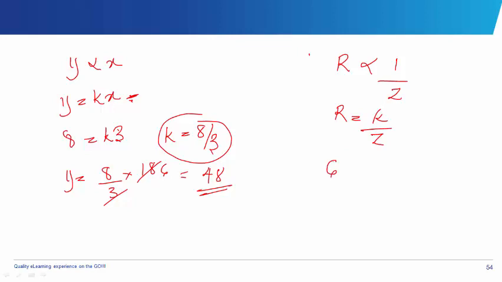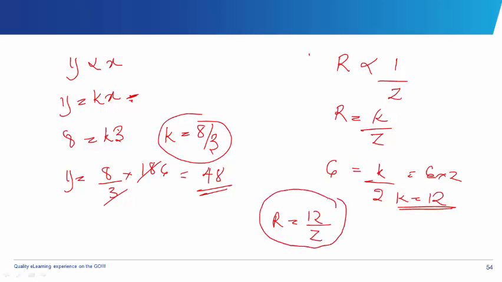Given R is 6 when Z equals 2, that means our K will be 6 times 2. Therefore K equals 12. So our formula now will be R equals 12 over Z. This is the formula, or equation, connecting R and Z. Now it says find R when Z equals 3. So if Z equals 3, using this expression, R will now be 12 over 3. Therefore R equals 4. So that's the solution to that.